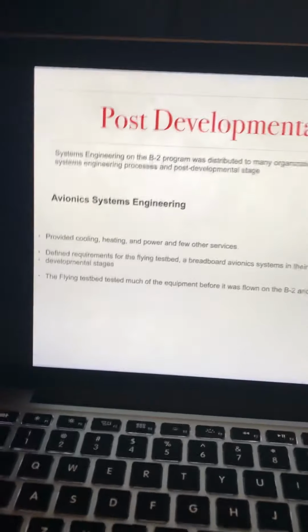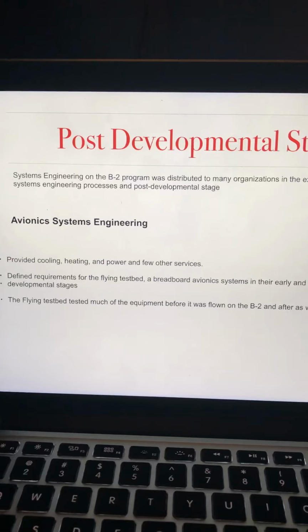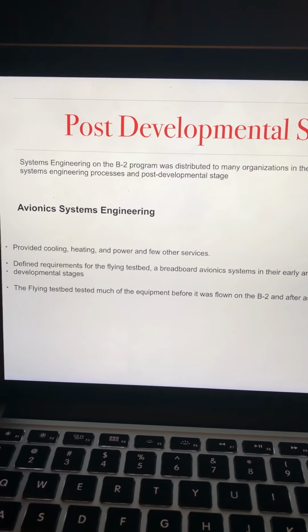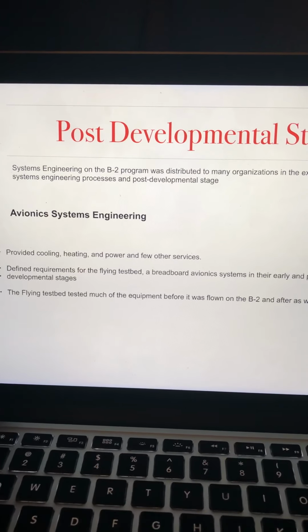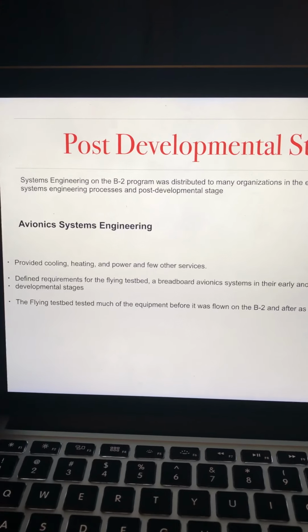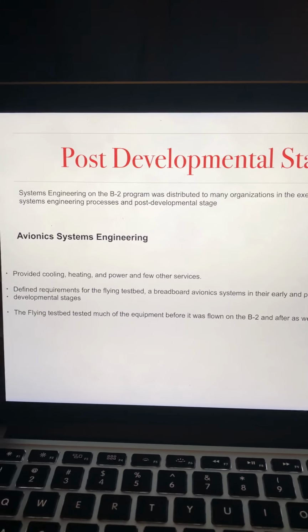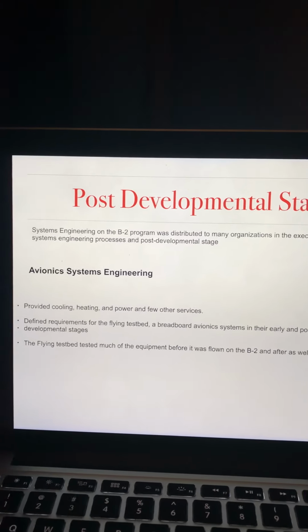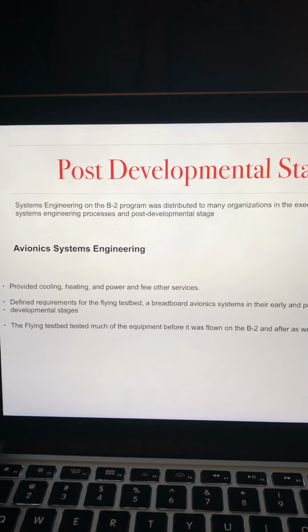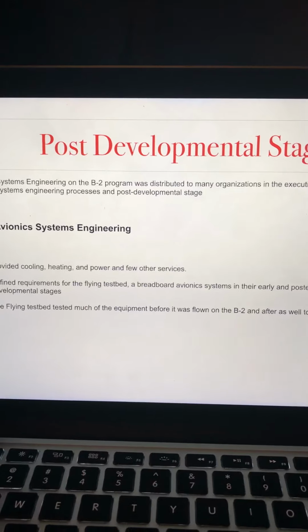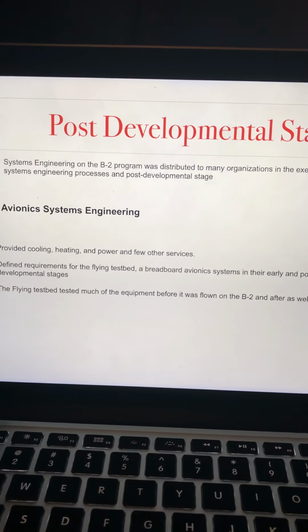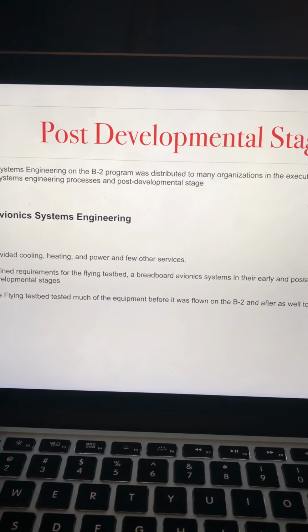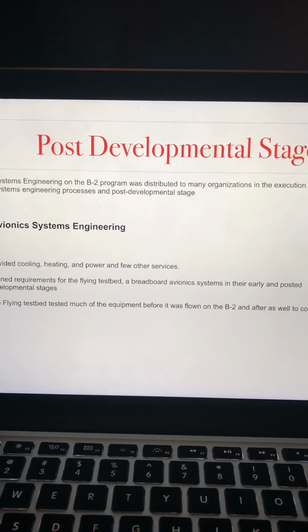So the avionics group provided cooling, heating, power, and a few other resources, and made sure the testing was done and had proper results matching what the researchers were getting. It also defined requirements for the flying testbed and breadboard avionics system in the early and post-developmental stages.